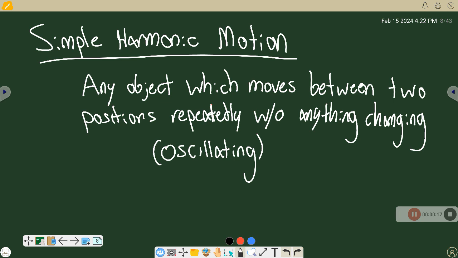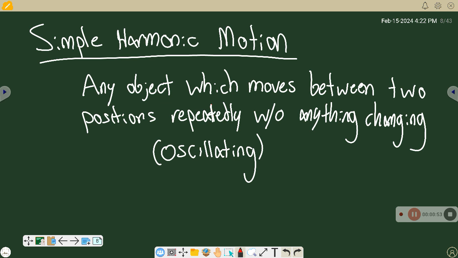Simple harmonic motion is any object which moves between two positions repeatedly without anything changing. And what I mean by without anything changing is that on those repeated motions, the distance it moves isn't changing, the amount of acceleration or speed that the object has, all of that stays the exact same. That's what makes it simple, right? That's what makes it simple harmonic motion.